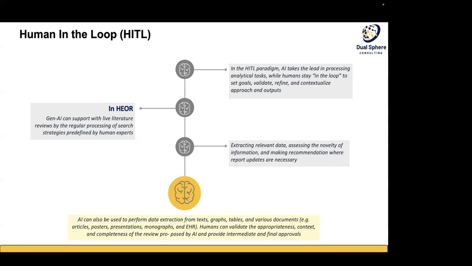Gen AI can support live literature reviews by regular processing of search strategies predefined by human experts. Okay, what happens in the human in the loop paradigm? AI takes the lead in processing the tasks while humans stay in the loop to set goals, validate, refine, and do the QC. AI can be used to perform extraction from text, graphs, tables, and documents. Humans can validate context and completeness of the review proposed by AI and provide intermediate and final approvals, because we deal with human lives, we deal with human data here. It needs to be QC'd and verified.